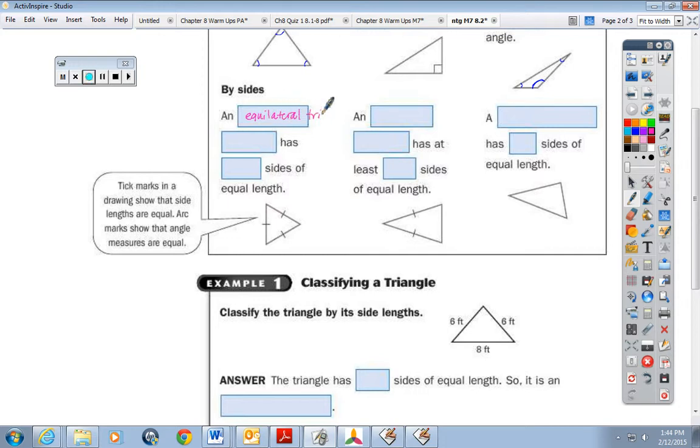Oops, that was supposed to go there. Equilateral triangle because it has 3 sides of equal length. Now this one, these 2 have tick marks that match, right? But this side doesn't. So this means this triangle has 2 sides, which makes it what kind of triangle? Isosceles. Correct.